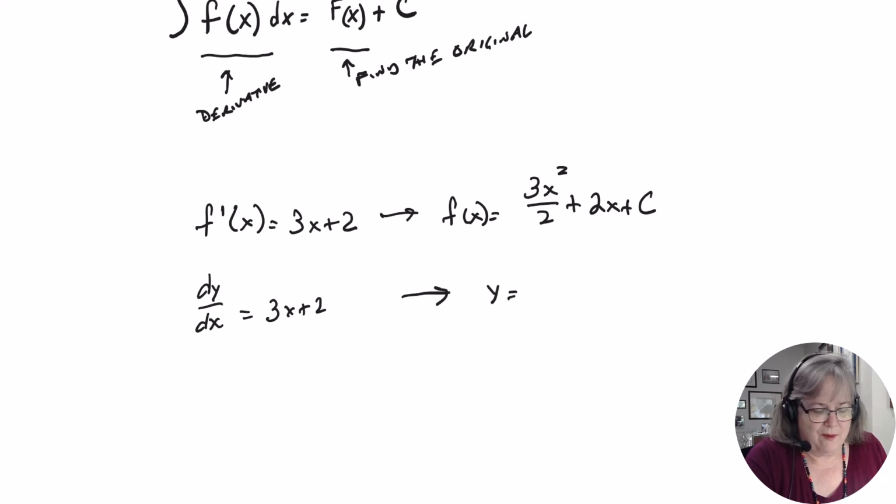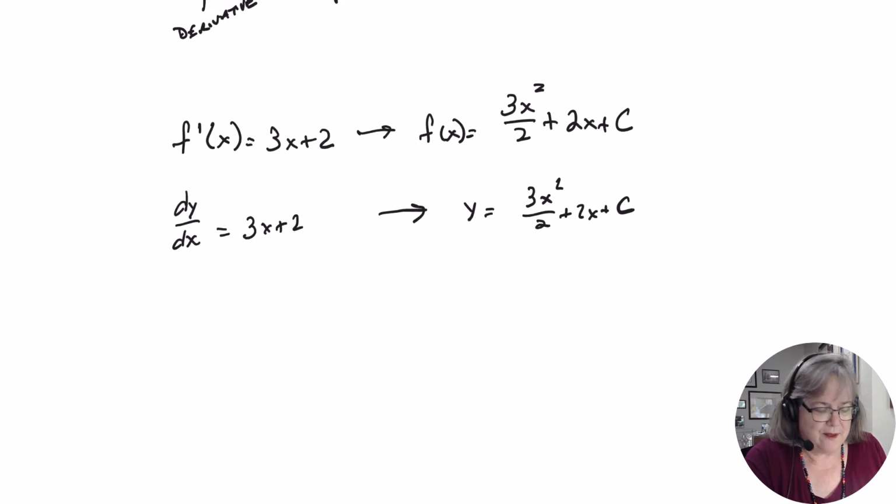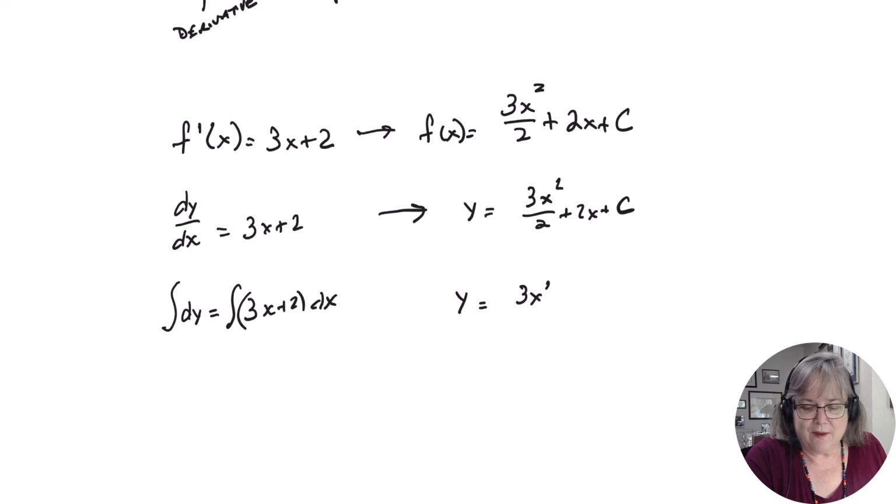And you might have told me that y is 3x squared over 2 plus 2x plus c, right? There's all sorts of different ways to ask a question. Now what we could have done is to say the integral of dy is 3x plus 2 dx, right? That differential format we used to use. And then you would say, well, the integral of dy is y, and this is 3x squared over 2 plus 2x plus c.